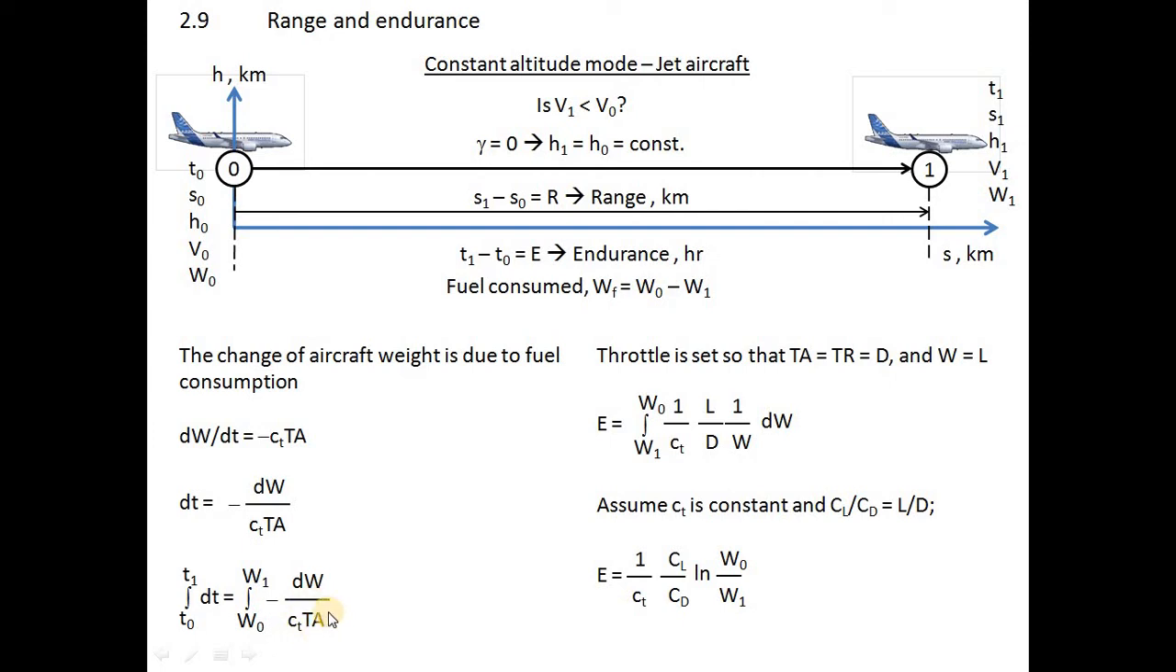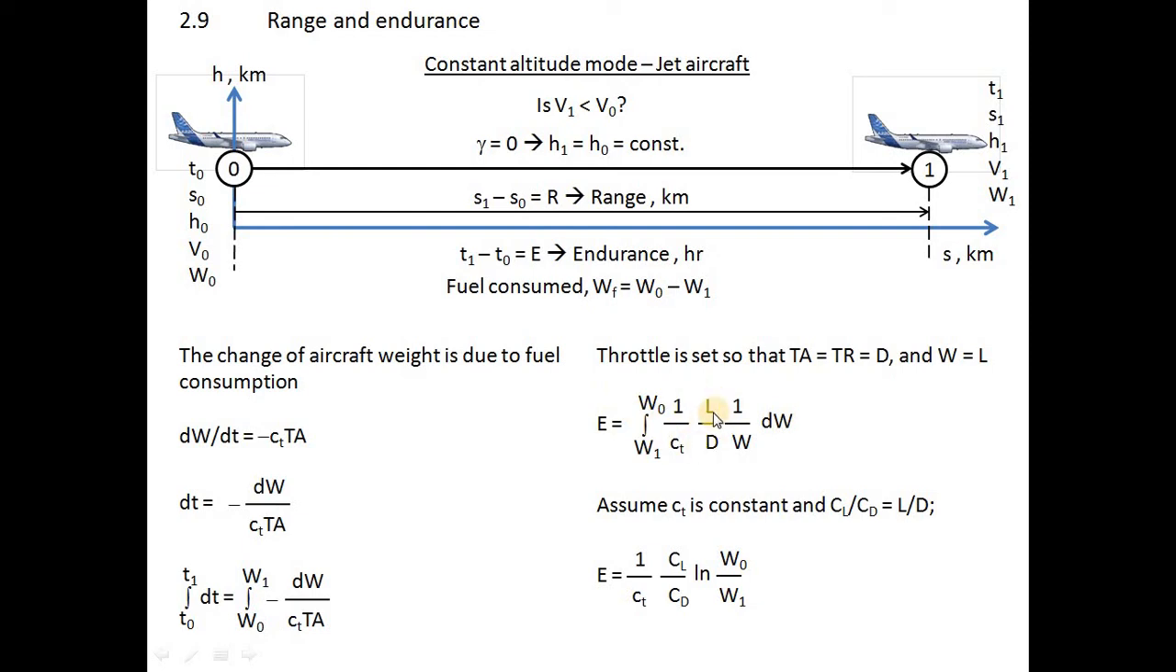Okay, when your thrust is reduced, your fuel consumption is reduced, but not specific fuel consumption. Specific fuel consumption will be the same. Now, again, the throttle is set so that the thrust available is equal to the thrust required, which is equal to the drag, and weight is equal to lift. There is no change in altitude, so weight equal to lift will remain the same.